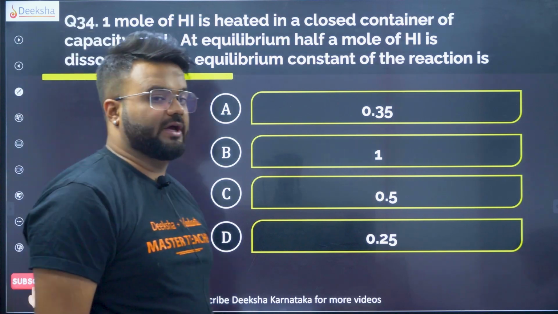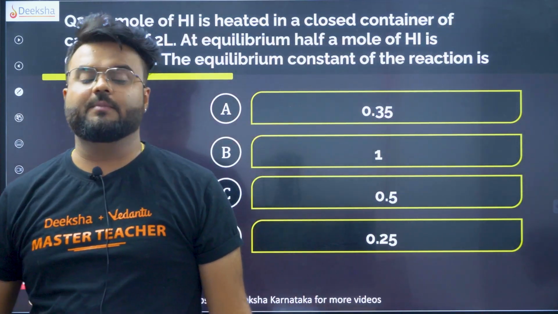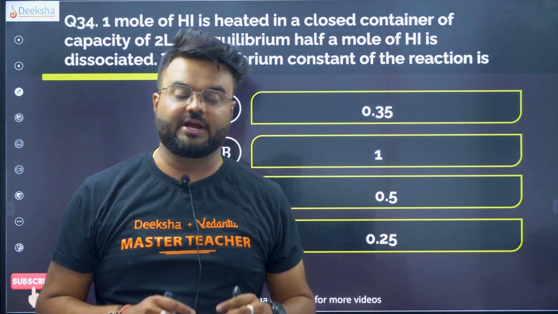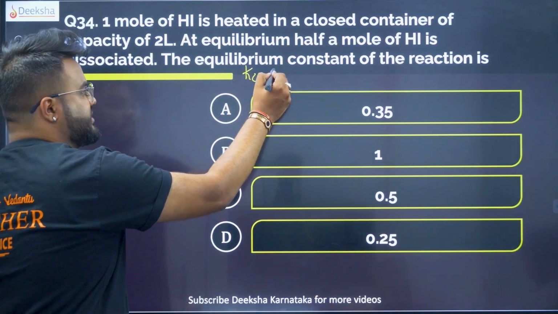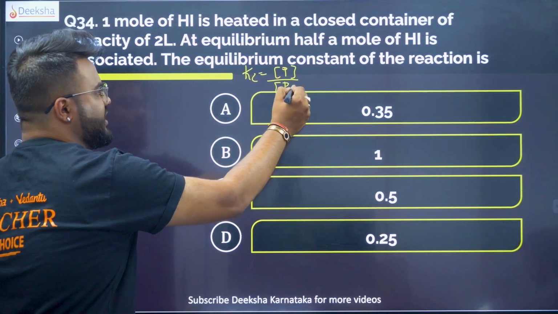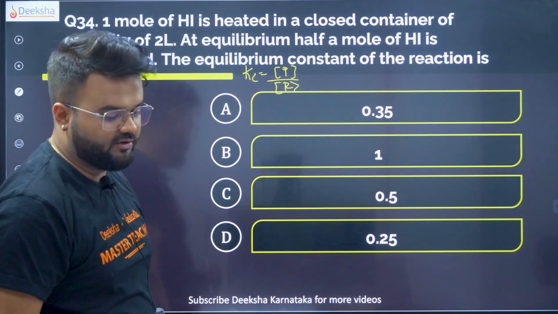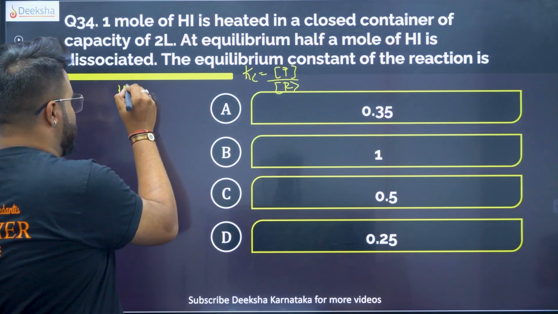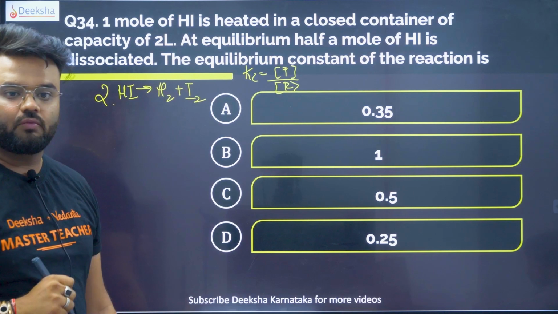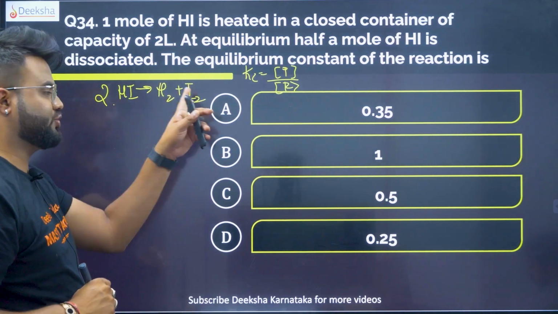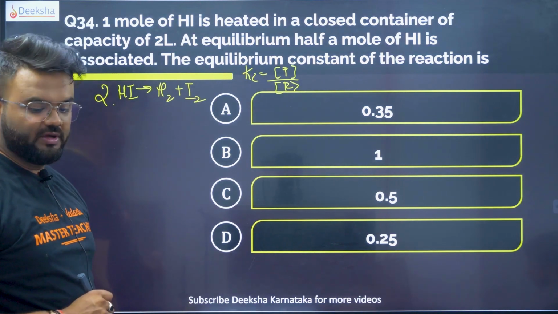1 mole of hydrogen iodide is heated in a closed container of capacity 2 liters. At equilibrium, half mole of hydrogen iodide is dissociated. Then the Kc will be for the reaction. Kc, you know, is concentration of product divided by concentration of reactant. Now let us write 2 moles of hydrogen iodide, which gives H2 plus I2, 1 mole of each. Therefore, now they are asking 1 mole of HI.